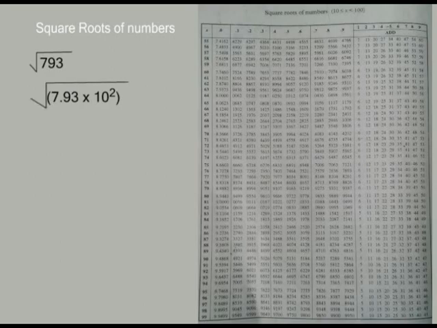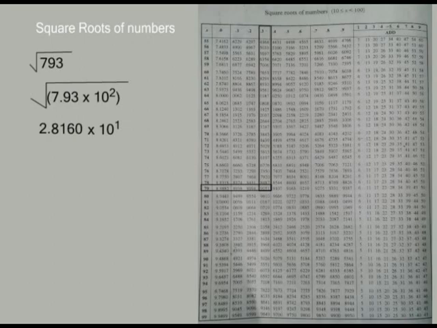Read from the table. 7.9 is here. The row starts with 2 point. We go to the column of 3, and the number is 8160, and so we have 2.8160. Square root of 10 raised to power 2 is 10 raised to power 1, or simply 10. So we shall have 2.816 times 10 raised to power 1, or simply 28.16.